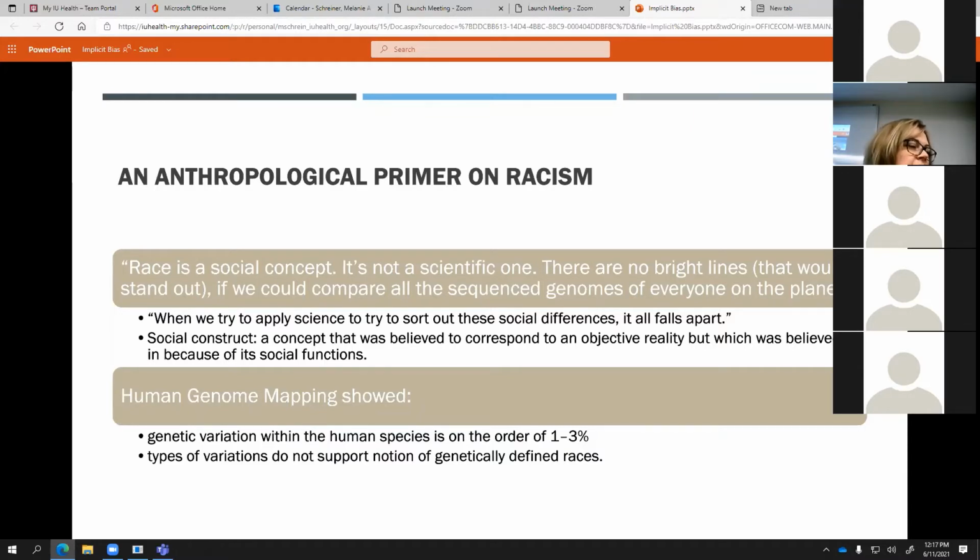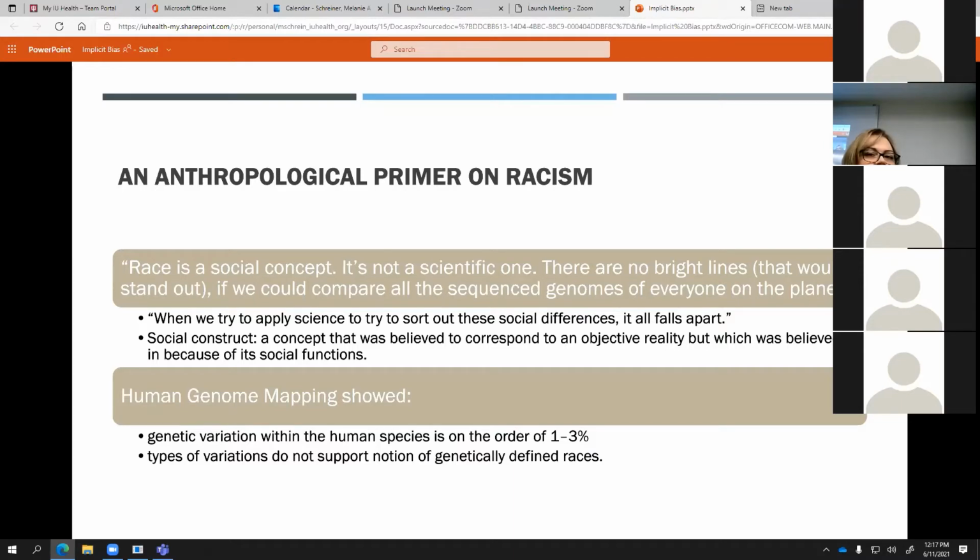There are no bright lines that would stand out if we could compare all the sequenced genomes of everyone on the planet." He also said, when we try to apply science to sort out these social differences, it all falls apart. And so that really underlines this idea of race as a social construct. It's a concept that we've used to create this sort of understanding or pattern recognition to this objective reality that we think we're experiencing. But in reality, we've created it as a result of the social functions that we've both learned and that we've perpetuated.